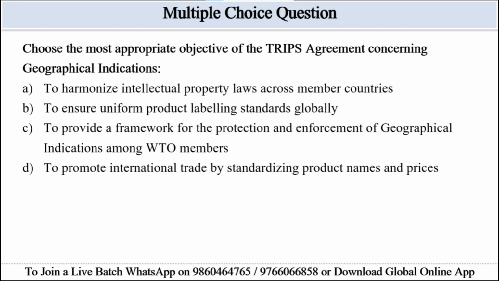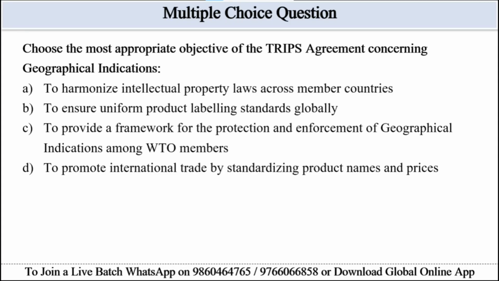Choose the most appropriate objective of the TRIPS agreement concerning geographical indications. Option A, to harmonize intellectual property laws across member countries. Option B, to ensure uniform product labeling standards globally. Option C, to provide a framework for the protection and enforcement of geographical indications among WTO members. And option D, to promote international trade by standardizing product names and prices.